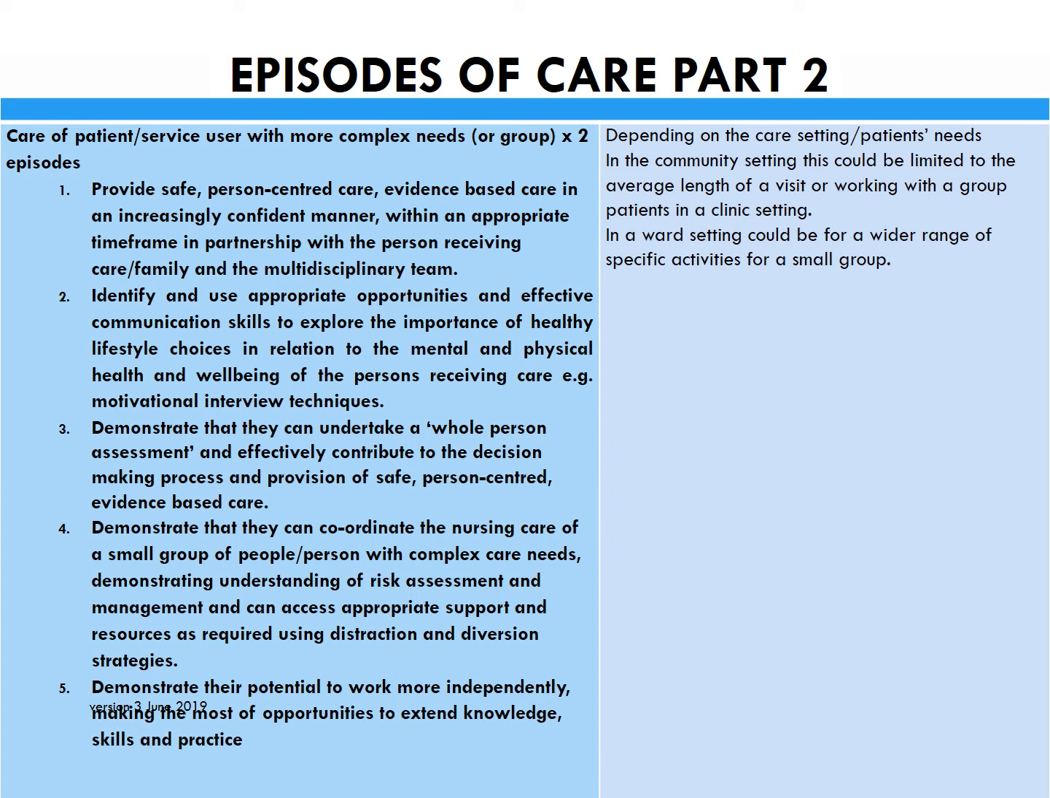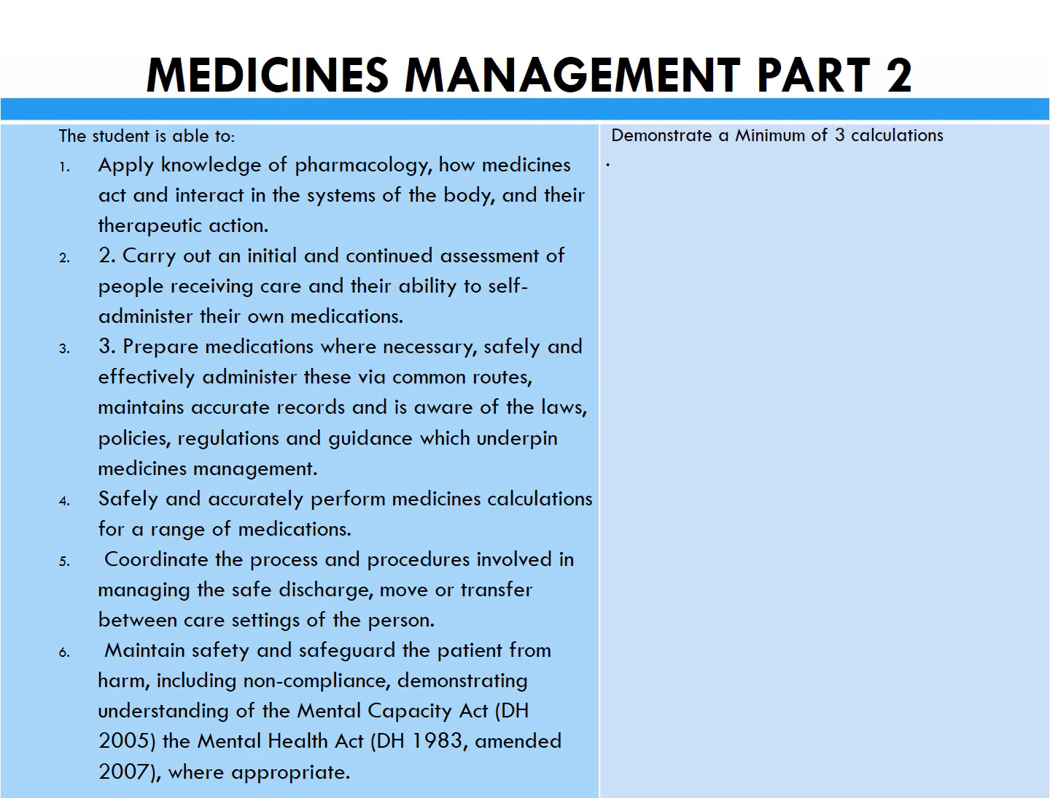For example, there are 2 episodes of care in year 2. It is up to you, but it's looking at complex care needs. And again, depending on the care setting you're in, depending on the type of patient groups there are, you can work towards meeting those. Medicines management needs to be, again, carrying out that medicines administration, and some of you may be in placements where this isn't suitable, and this is another reason why we are not expecting you to be assessed formally. Just a point, if you do this, you need to demonstrate a minimum of 3 calculations.